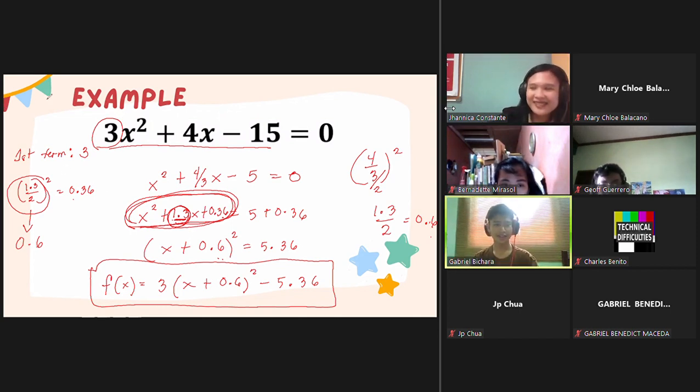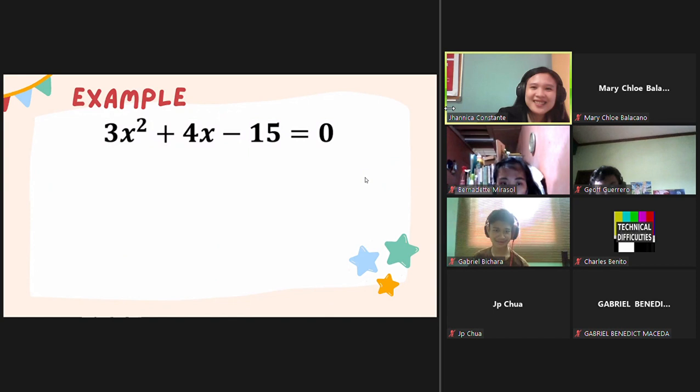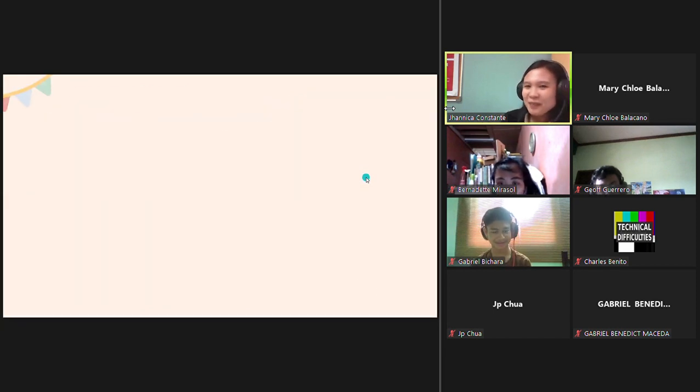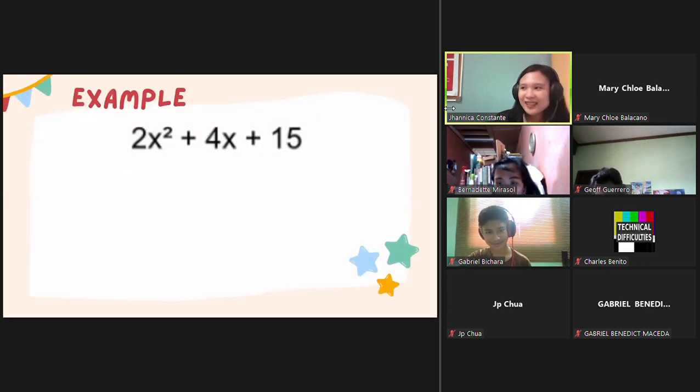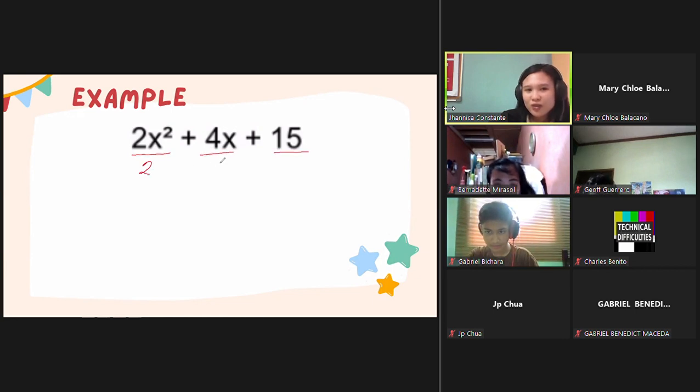Okay. Another general form to vertex form. Last example, from general to vertex form. For example, this one doesn't have a common factor. We have 2x squared plus 4x plus 15. So we need to divide all the terms by the leading coefficient, which is 2.